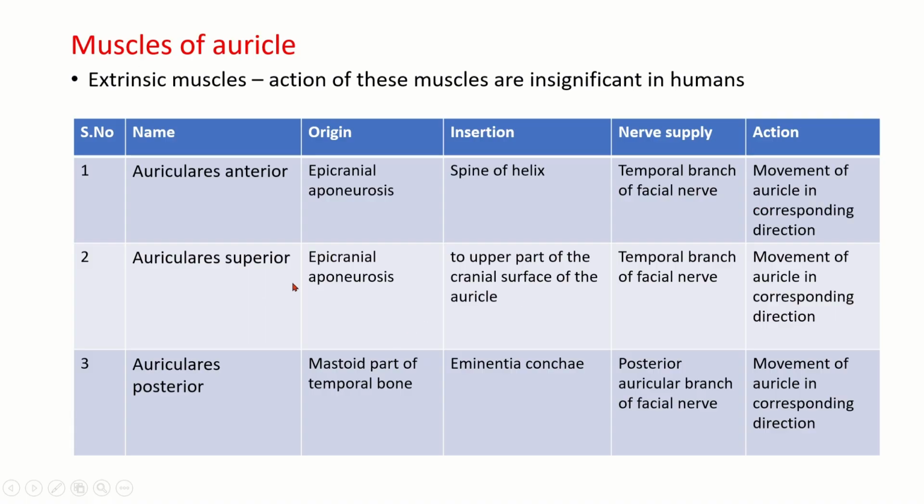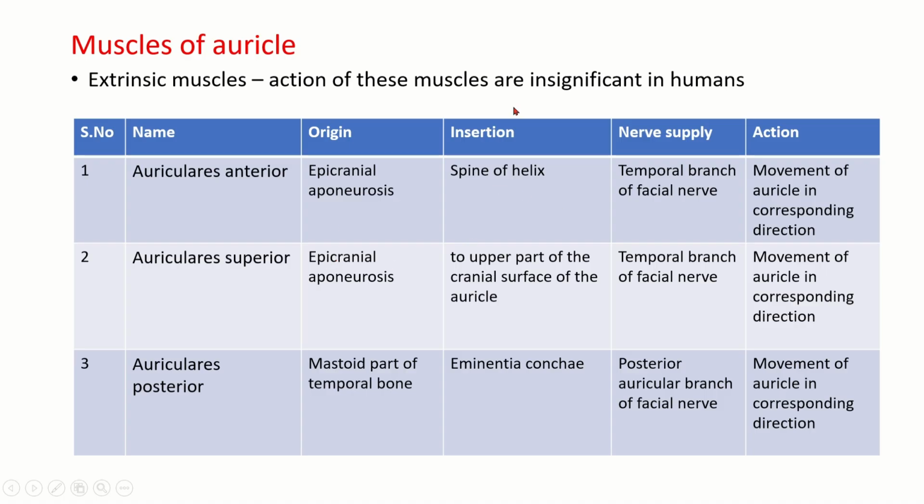Auricularis superior, origin from epicranial aponeurosis, insertion to the upper part of the cranial surface of the auricle. Again, temporal branch of the facial nerve. So it elevates the auricle. Movement of the auricle in corresponding direction is elevation of the auricle, as this is the superior muscle. Then auricularis posterior, origin from mastoid part of the temporal bone, insertion into the eminentia concha, supplied by the posterior auricular branch of the facial nerve. So it moves the auricle posteriorly.